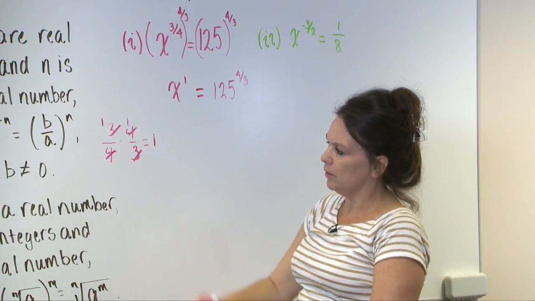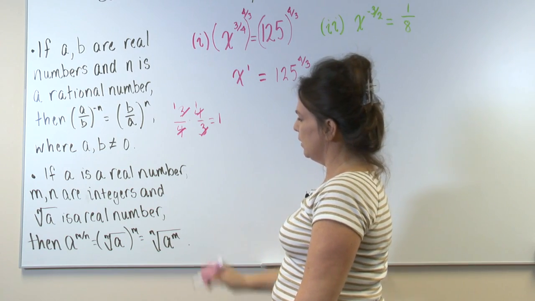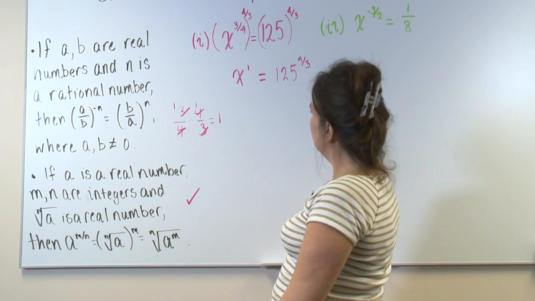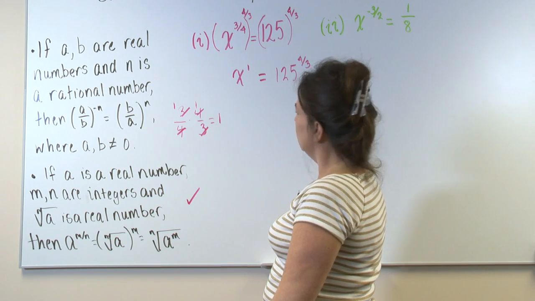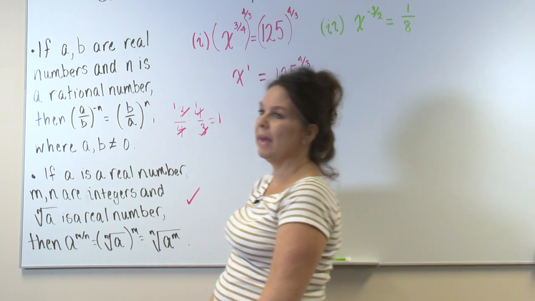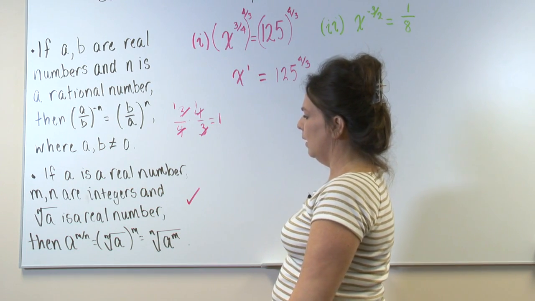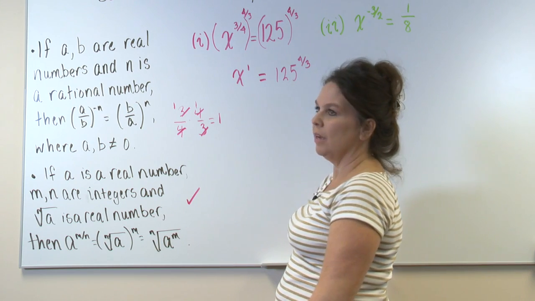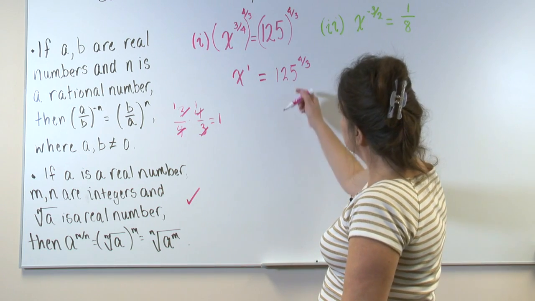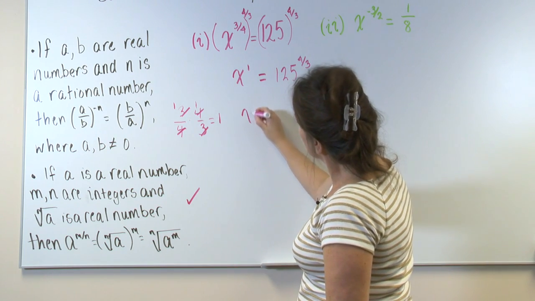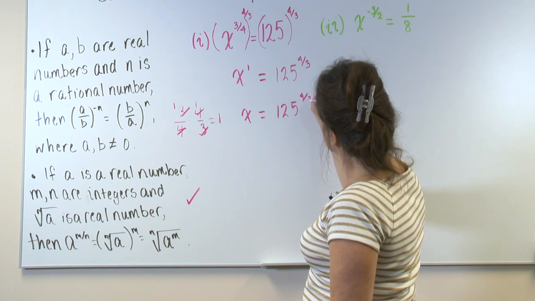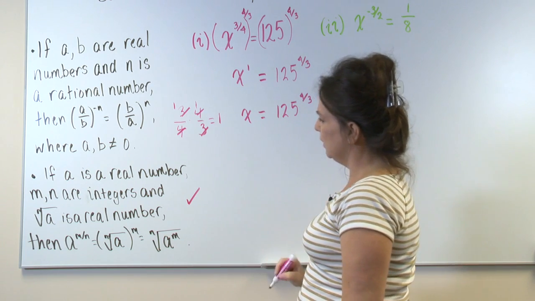Now I've written a couple items here on the left side of the board, and I want to take a look at this second one. It says if a is a real number and m and n are integers, then I can rewrite a base of a raised to the m over n power as the nth root of the base a raised to the m power. And that's the idea I want to use here. So I have x is equal to 125 to the 4/3 power. And I'm going to use this idea here.